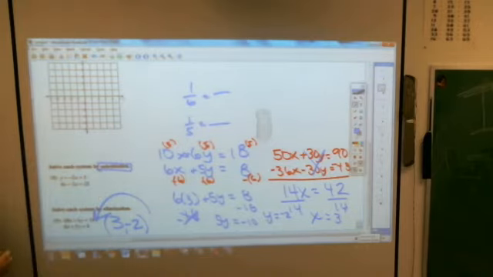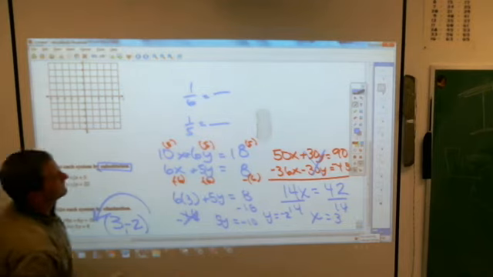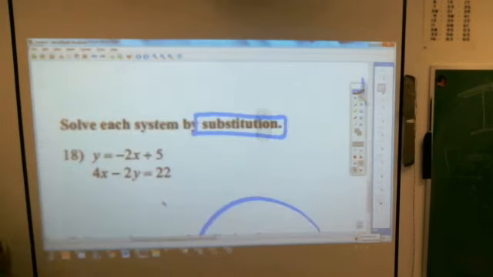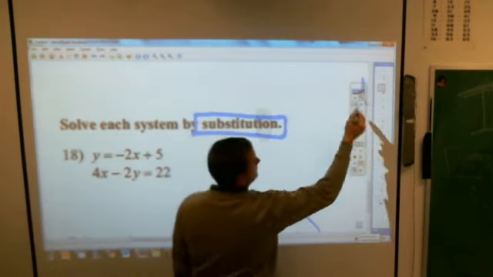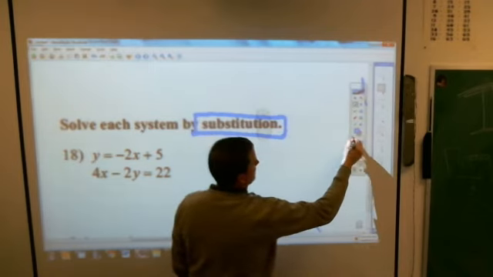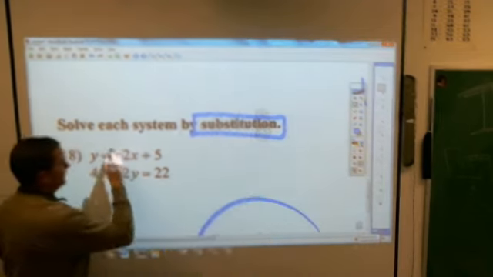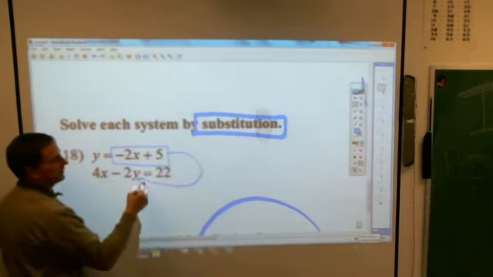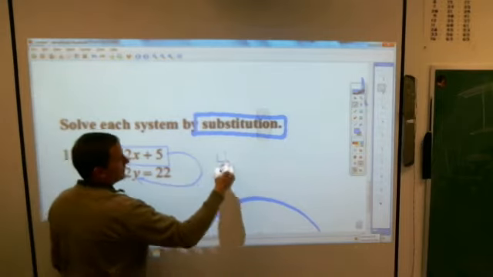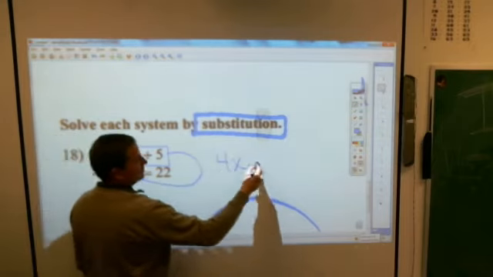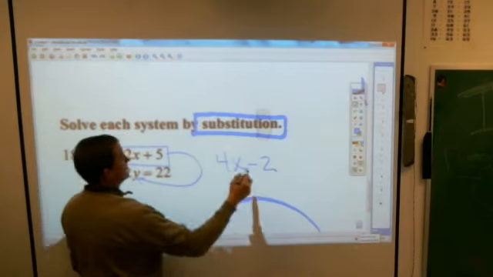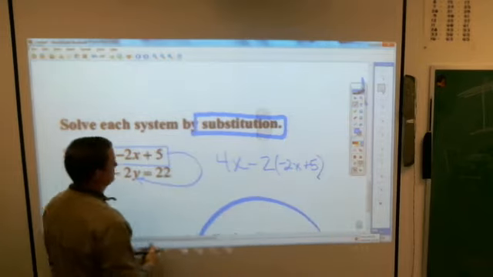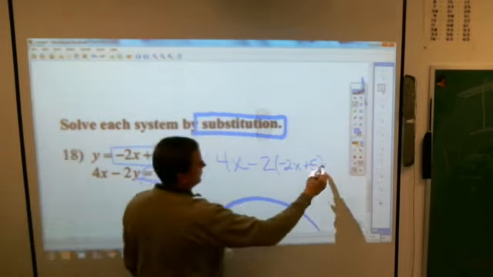Well, I did it, but I got it wrong. Did you? Let me blow this up just a touch. Kate, did you take this and put it in for the letter y right here? Okay, so it looked like this. You have a 4x minus 2 times what y is, which is a negative 2x plus 5. And that equals 22. Did you get that far?